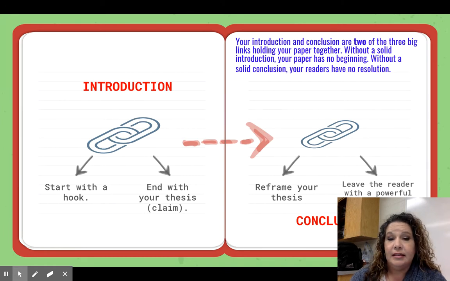At the very end, we reframe our thesis statement, or our claim, and then we leave the reader with a powerful thought. This is also bridged, but more concisely than in the introduction. It's very important to remember that our introduction and conclusion are 2 of the 3 big links holding your paper together. Without a solid introduction, your paper has no beginning, and without a solid conclusion, your readers have no resolution.